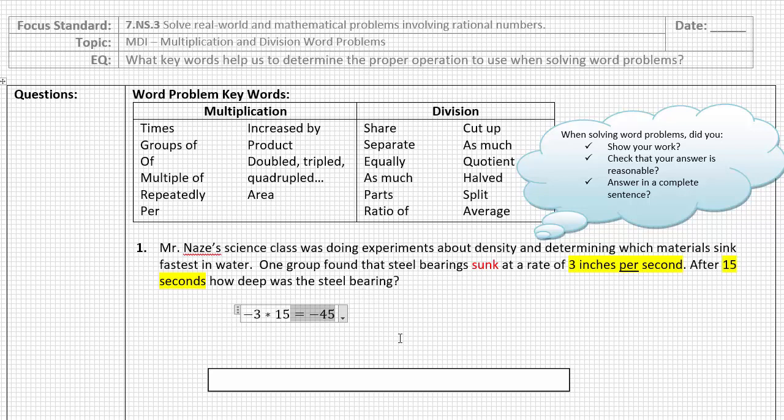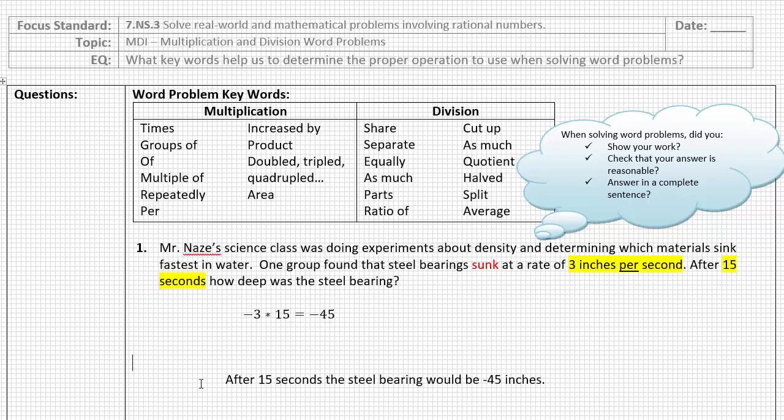You can think about what that sentence might sound like or be like for you. You could write that down. Here's how I might state it. After 15 seconds, the steel bearing would be negative 40 inches, and I might want to add on to here below the water surface, if I'm being as detailed as possible.